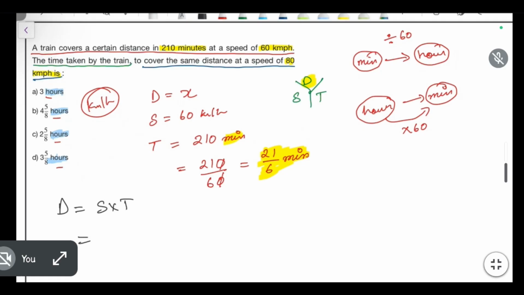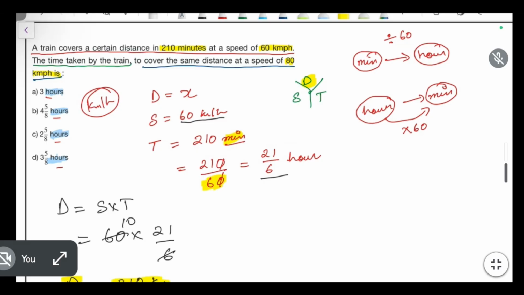So what is speed here? Speed is 60 kilometer per hour into what is time here? Time is 21 divided by 6. So if I cancel this one, 6 tens are 60. So we are getting 10 into 21 is 210 kilometer. Remember that we are using kilometer per hour, so this one is not in minutes, okay? This is hours, because we have converted from minutes to hours by dividing by 60. So our distance here, we got it as 210 kilometer.